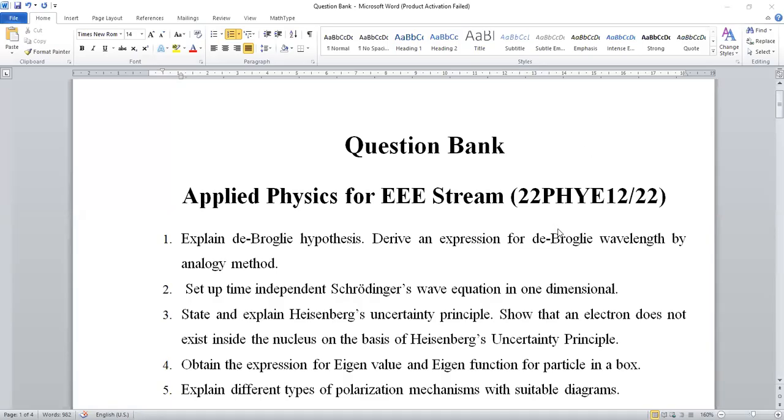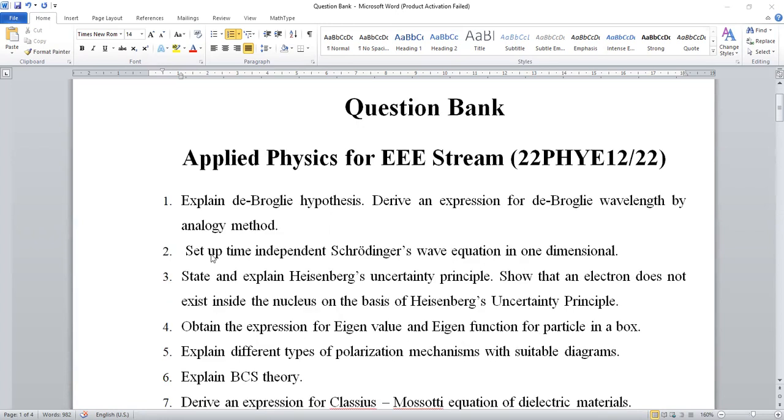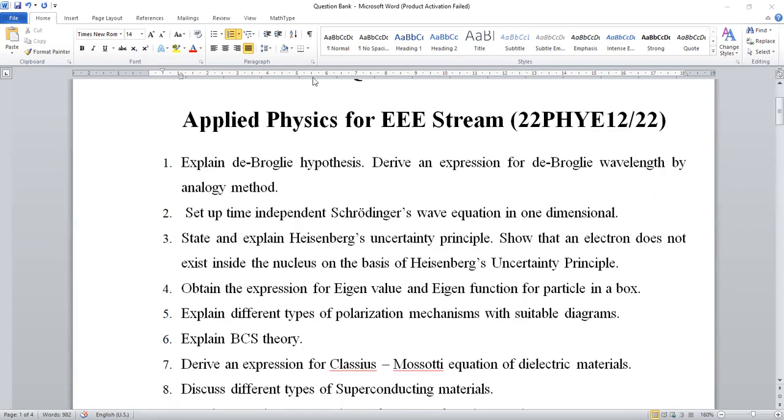Hello everyone. In this session, I am going to discuss the most important questions in the subject Applied Physics, for the triple history. Moving on to the discussion. The first question, I have seen this question in several question papers: Explain de-Broglie hypothesis. You need to derive an expression for the de-Broglie wave equation.